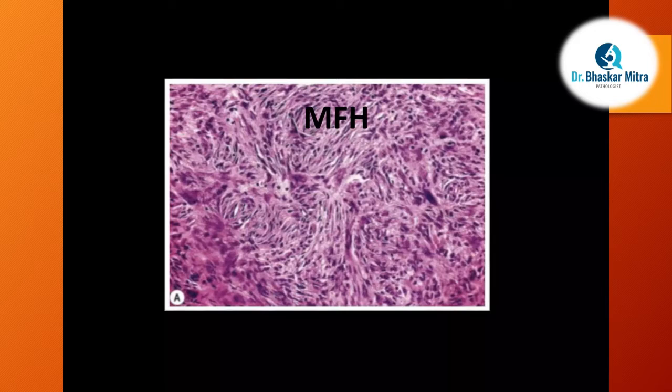Here the cells are arranged in a radiating way. This is the storiform arrangement. This is the classical MFH showing the storiform pattern. The cells are all radiating from a central area. This is classically seen in MFH.